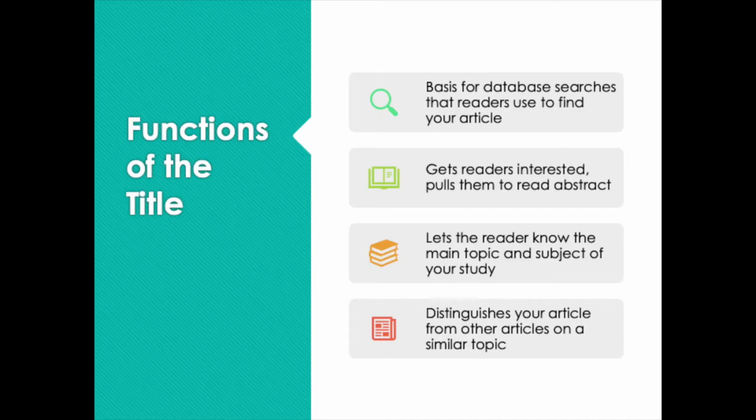It's also going to let the reader know what the main topic and subject of your study is going to be. Let's say you work on Alzheimer's disease. Just working on Alzheimer's disease doesn't mean that every other researcher working on Alzheimer's disease is going to be interested in your paper. For example, if you're doing research on a diagnostic, researchers that are involved in treatment may not be interested in your diagnostic paper. Likewise, you may not be interested in their treatment papers. So having a title that gives the readers an idea of what your study is about is really important.